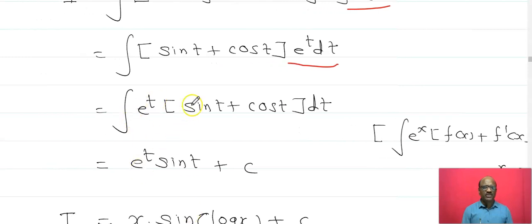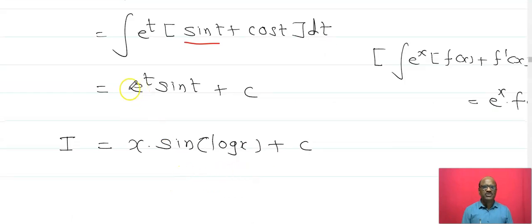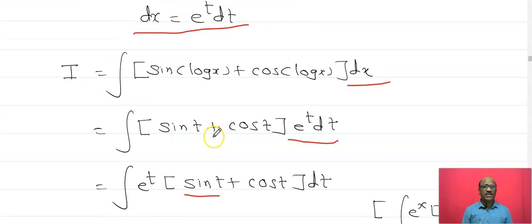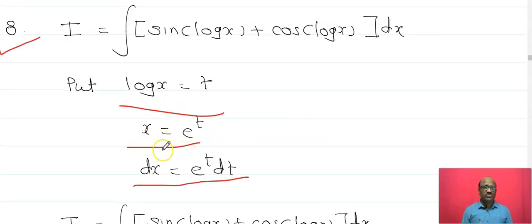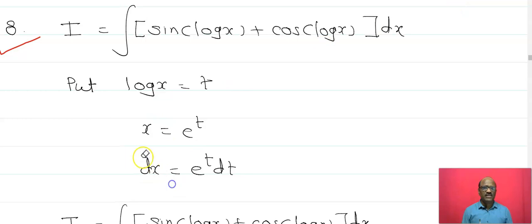Now here we have e raised to t, here f of x is sin x, and its derivative is cos x. Therefore e raised to t into sin t plus c. Resubstitute the value of t. What is the value of e raised to t? e raised to t means x. Here e raised to t means x.